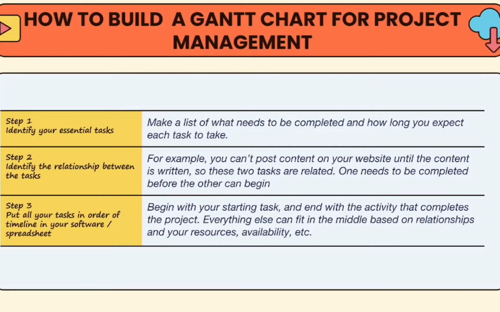Next, how to build a Gantt chart for project management. So we have 6 steps. The first step is to identify your essential tasks. You need to make a list of what needs to be completed and how long you expect each task to take.